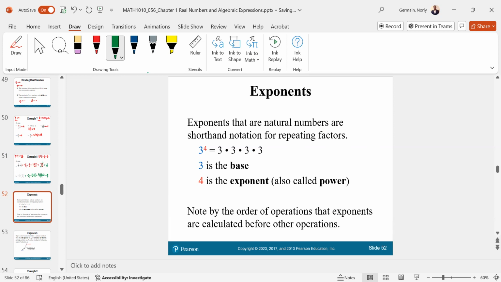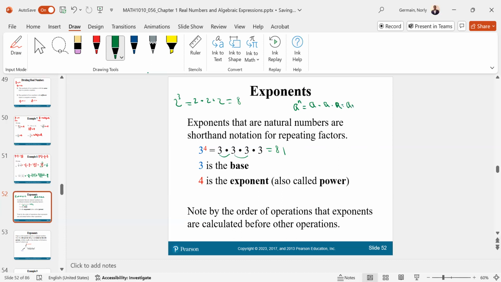Exponents that are natural numbers are shorthand notation for repeating factors. Let's say, remember, if we have 2^3, it's not 2 times 3, it's 2 times 2 times 2. It's the same factor repeated 3 times. 3 power, that gives you 8. If you have 3^4, it's 3 times 3, 9 times 3, 27 times 3, 81. So the base is, if you have a power n, that means you need to multiply the base n times.